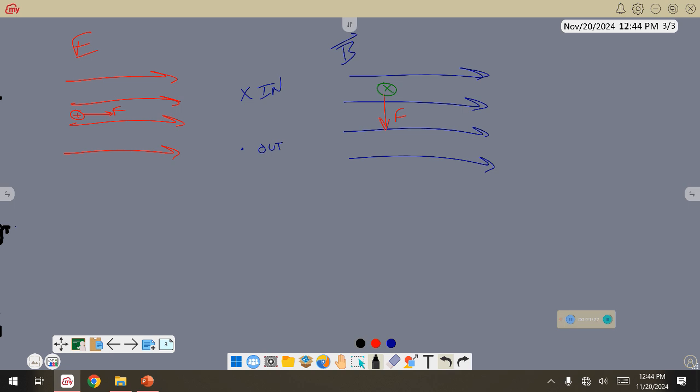Velocity and magnetic field must be perpendicular. Magnetic field and velocity must be kept perpendicular to each other.